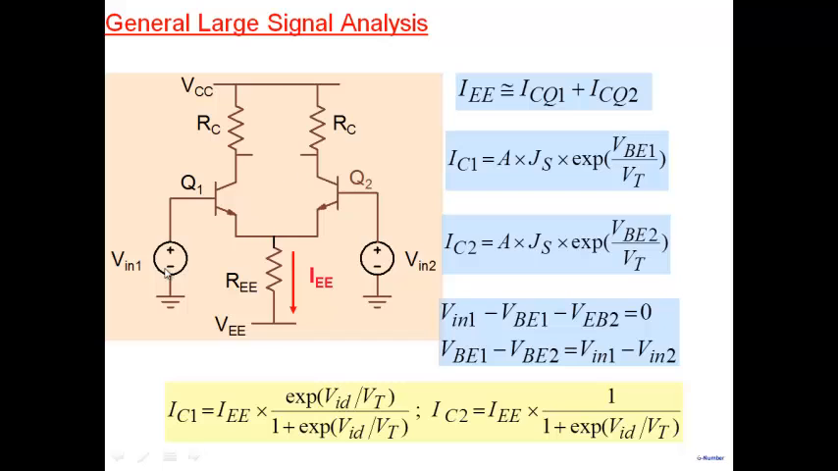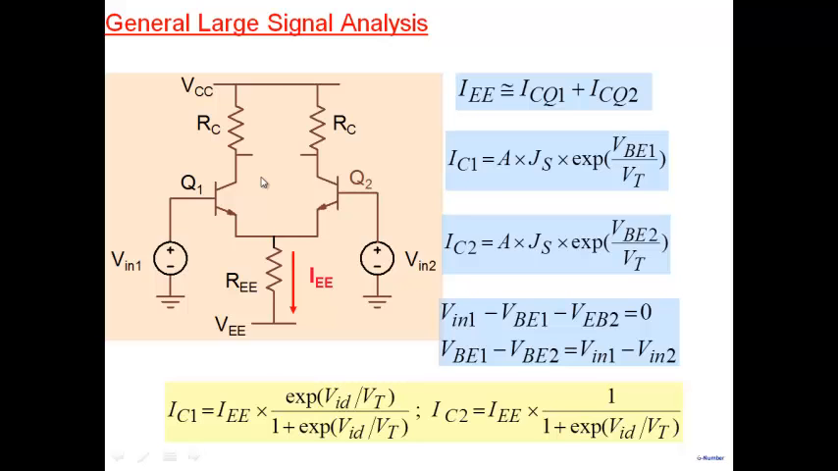Now note that I have not put any restriction on Vin1 and Vin2. I can apply 1 volt here, I can apply 0.5 volt here. It need not be small signal. So under this general condition, I have an expression for IC1 and IC2, and therefore I have an expression for Vo1 and Vo2. All right. So that's a general large signal analysis of a differential pair.